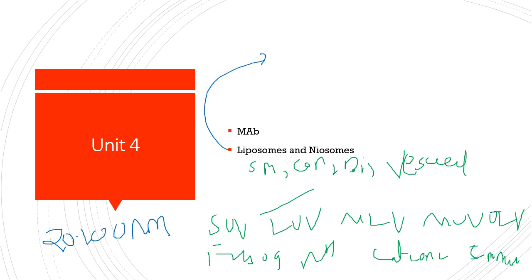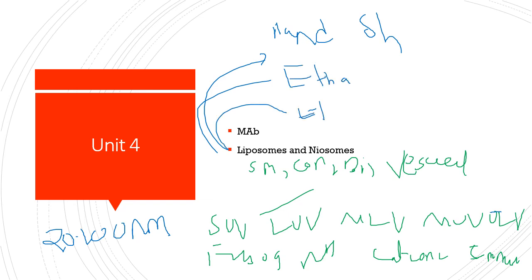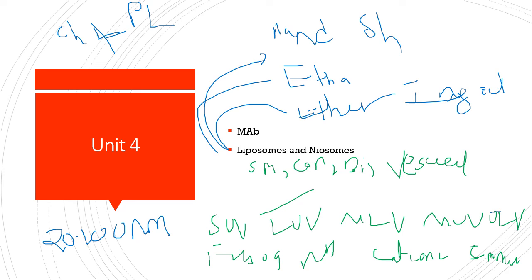Liposomes are basically prepared by the handshaking method or solvent injection method, that is, ethanol injection and ether injection. Also remember that liposomes are made up of cholesterol and phospholipids, that is lecithin, phosphatidylcholine, phosphatidylserine, phosphatidylethanolamine. Any phospholipid you can use. And you have majorly charged particles.